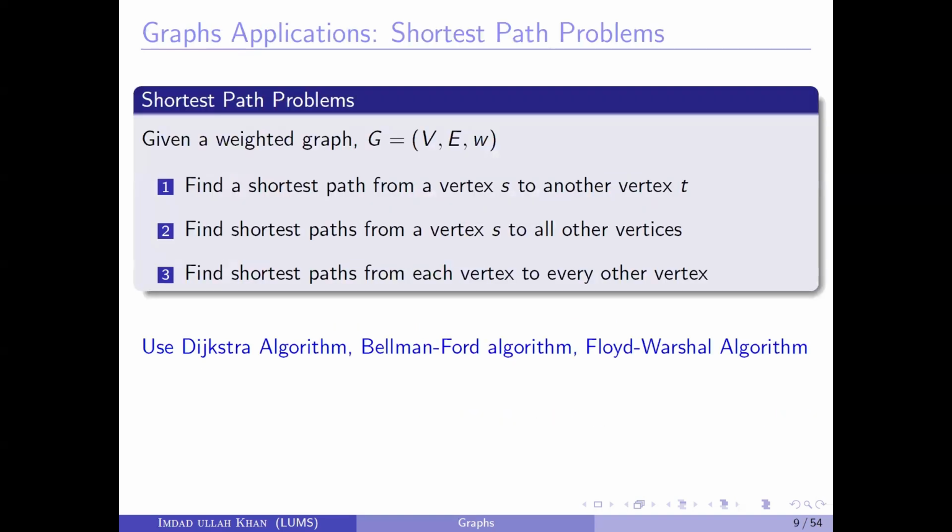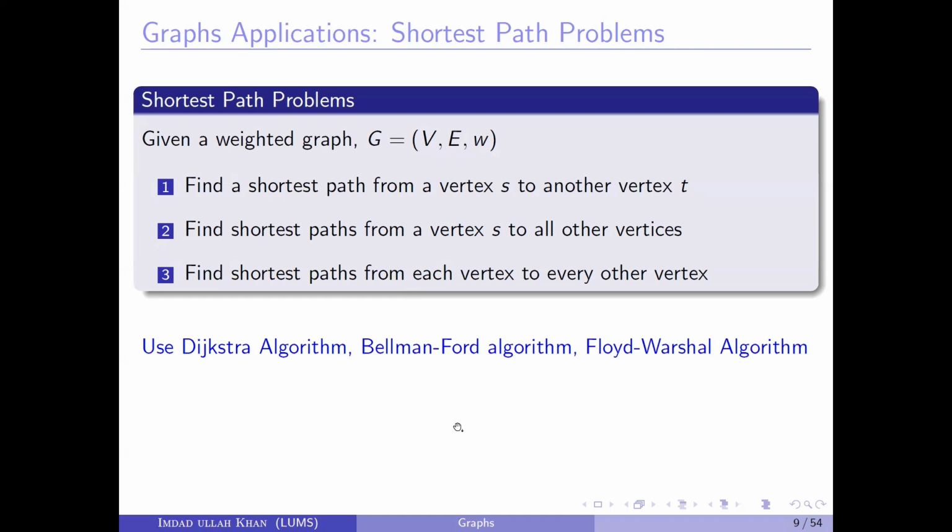More specifically, shortest path can be formulated at three levels. In the first, we find the shortest path from a given vertex to another vertex. Then we find the shortest path from a given vertex to all other vertices. And then we generalize it to the entire graph, where we find the shortest path from every vertex to every other vertex.